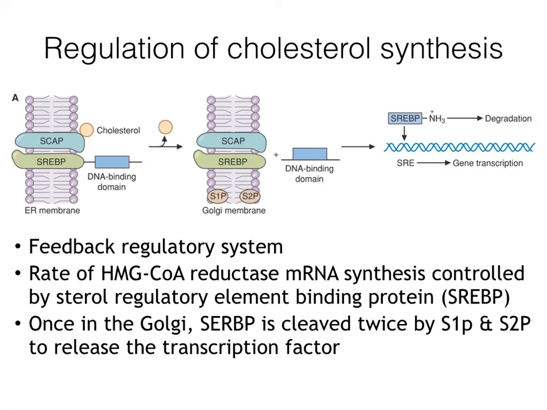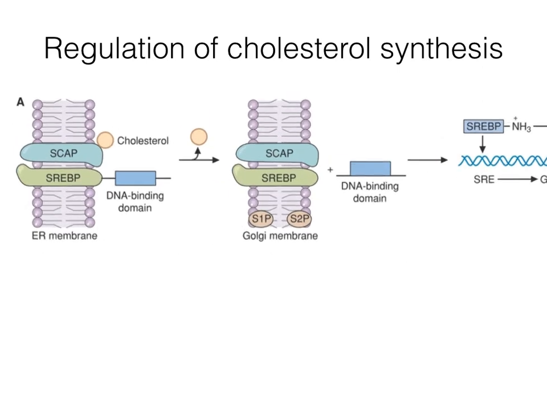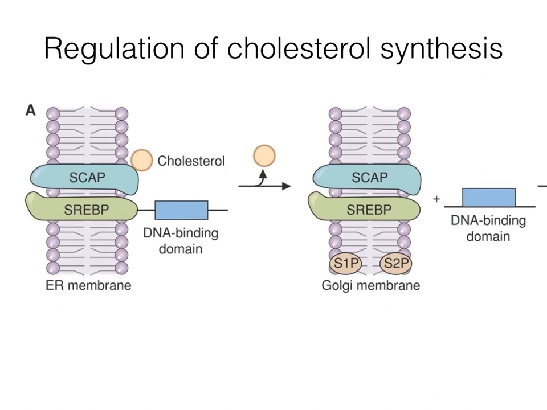So this is a feedback regulatory system, and the rate of HMG-CoA reductase mRNA synthesis is controlled by a sterol regulatory element binding protein. This is located on the endoplasmic reticulum, and it can be cleaved by proteins called S1P and S2P. Let's take a look at the details. So in panel A, we can see the complex protein known as sterol response element binding protein. It contains a DNA binding domain.